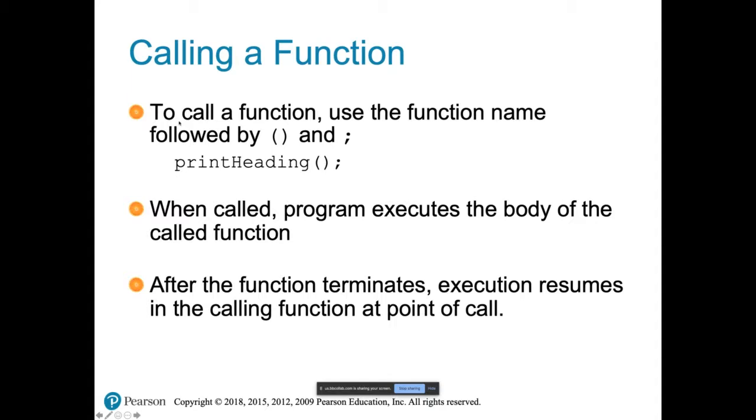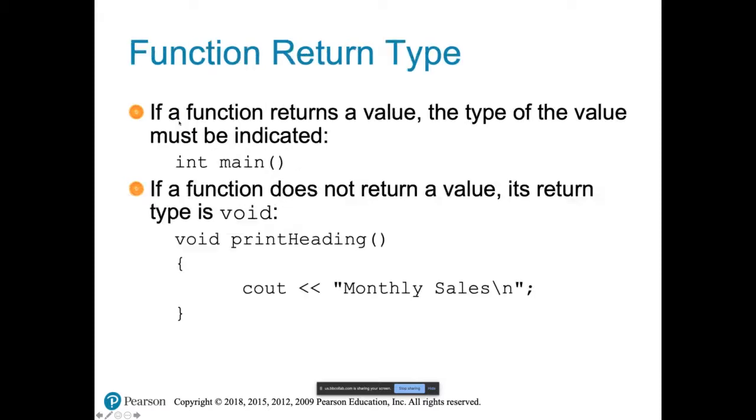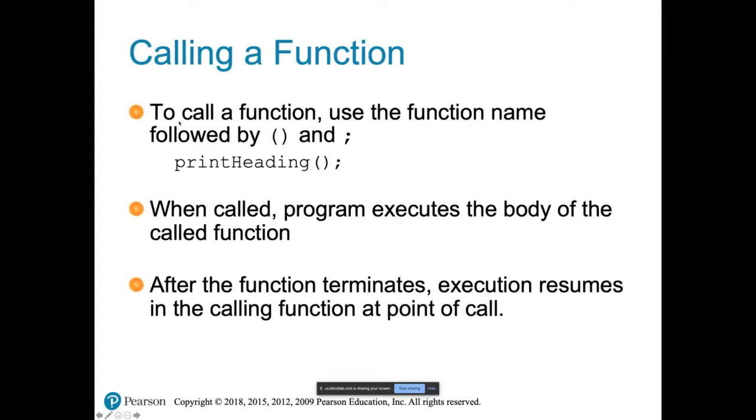To call a function, the function name is followed by opening and closing parentheses. Print heading, remember, did not have any parameters, so we just do the opening and closing of the parentheses. If you don't have that, it's going to give you an error because it doesn't know what print heading is.